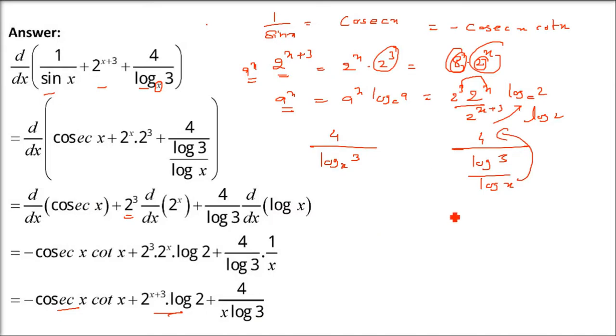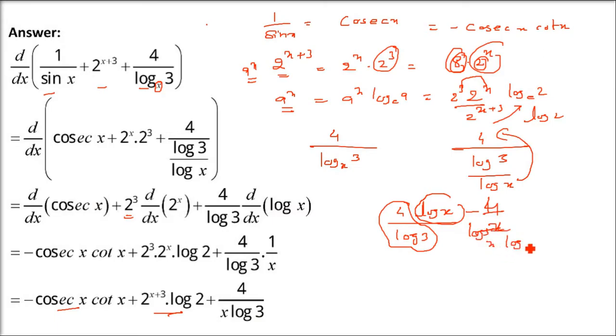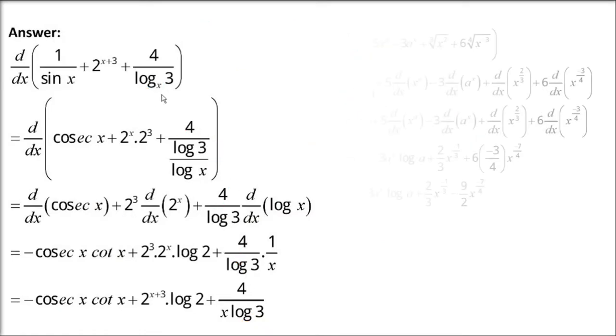Log x will go up. So 4 log x by log 3. Now we have 4 by log 3, this is a constant, we will not differentiate it. Log x differentiation is 1 by x. So we have 4 by log 3 x, or you can write it as x log 3, which will be better. 4 by x log 3. So this is the third one.